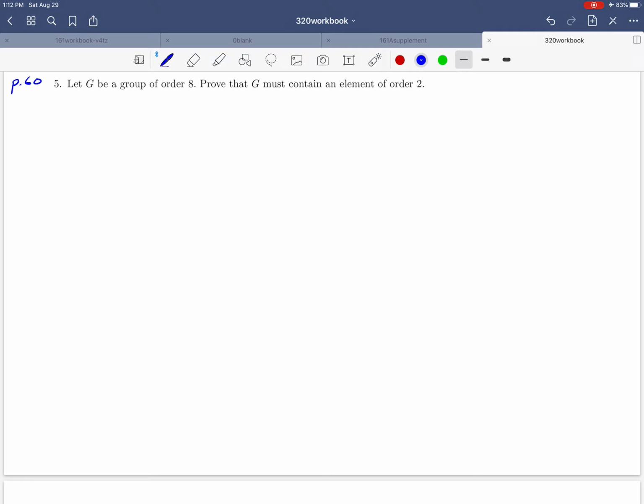All right, so here's how we might start this problem. We're going to choose just any element in the group that's not the identity. Okay, and the question we might ask to get us started here is, what are the possible orders of that element that we just picked? Well, it can't have order 1 because it's not the identity. What are the other possible orders?